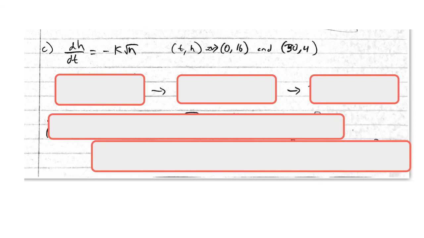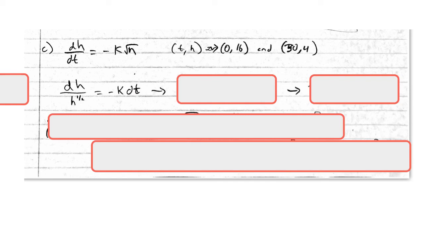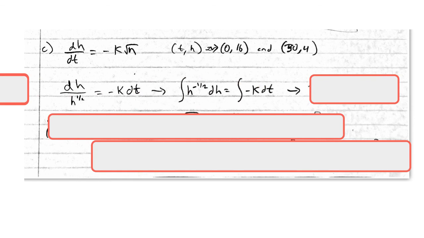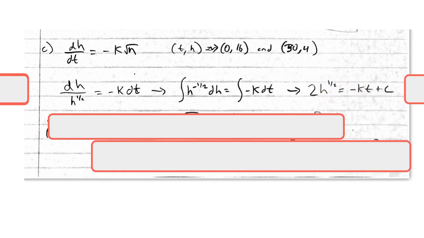For part C, this is a simple separation of variables and use the initial conditions you're given to solve. So I'm going to start with moving the square root of h to the left side with the dh, so that's h to the 1/2 on the bottom, and then the k will stay with the dt. After we do that, I'm going to integrate both sides, changing the 1 over h to the 1/2 to h to the negative 1/2. Integrate both sides, that gives us 2h to the 1/2 on the left and negative kt plus c on the right. Now I'm going to use those initial conditions.